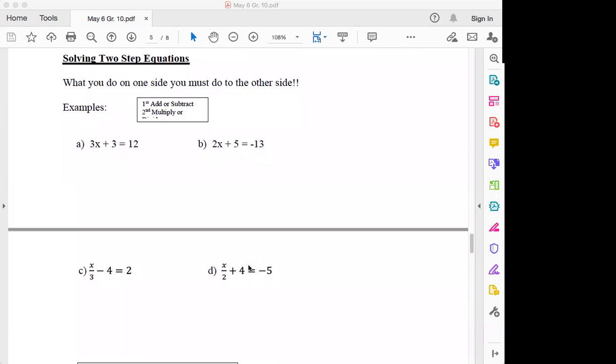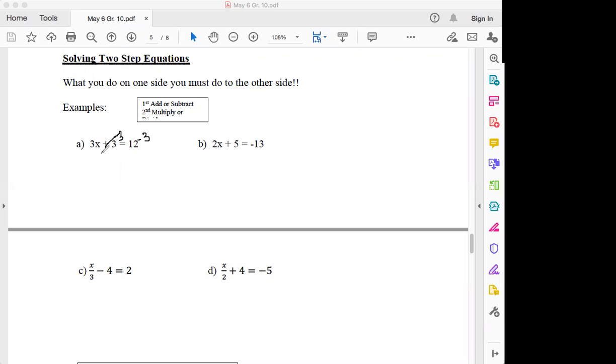Two-step means that there are two different things that you have to do to be able to get the x on its own. So you just have to remember that when you're doing that, you need to do the opposite of BEDMAS. You're going to start with addition or subtraction, and multiplication or division is second. So first things first, we're going to get rid of this plus 3. So you're going to subtract 3 on both sides.